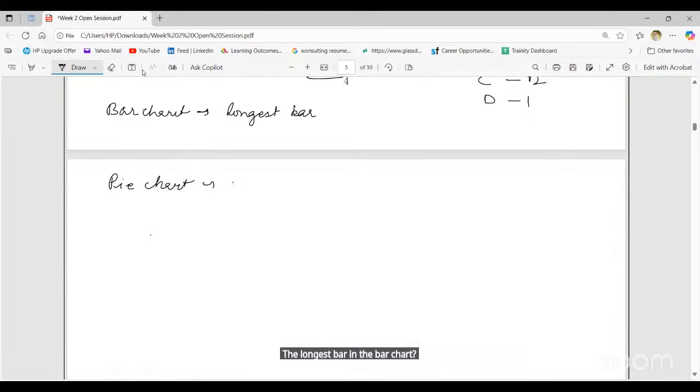The widest slice, the biggest slice containing more area. Correct. The biggest slice of the pie, the widest slice. Now in the Pareto chart, the first bar.